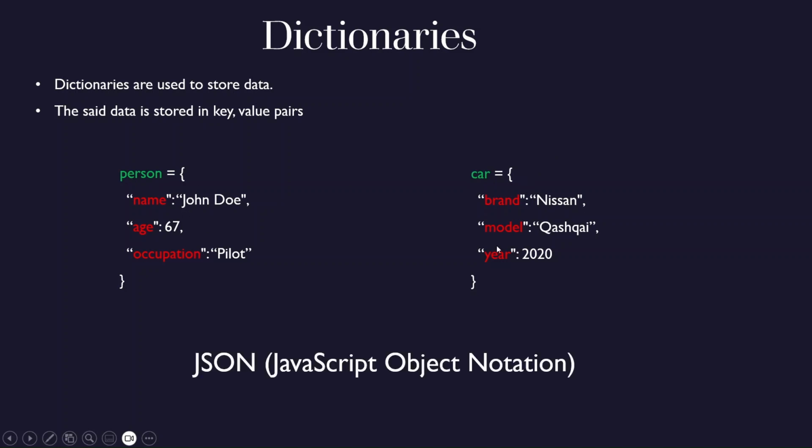These are also known as JSON, which is JavaScript Object Notation. Whenever you hear JSON, it means it's a dictionary or an object in this exact key-value pair format. Anytime you say JSON, just remember this is what it is referring to: JavaScript Object Notation.